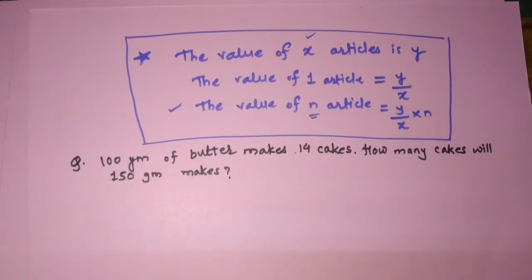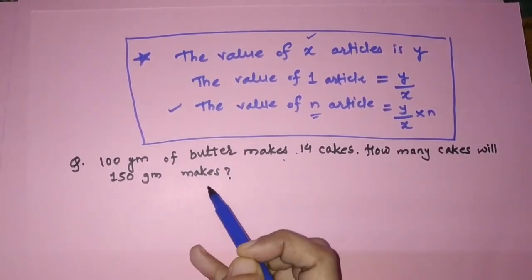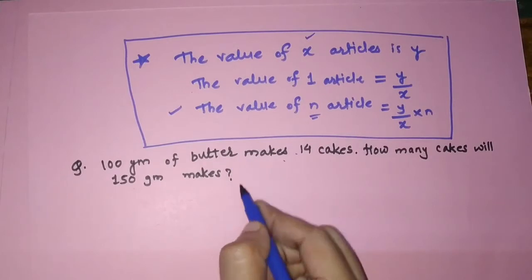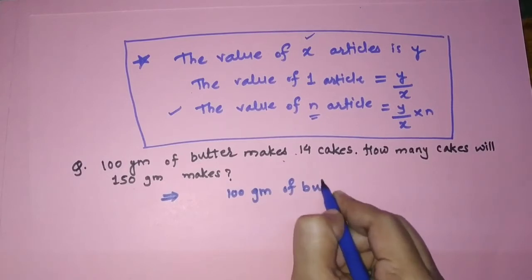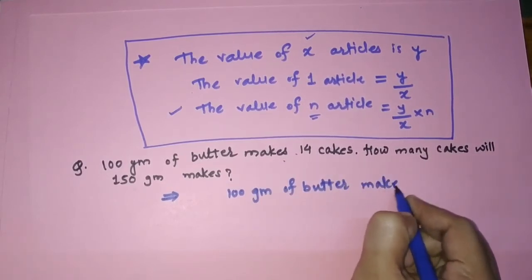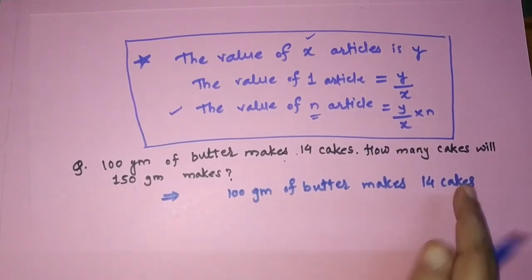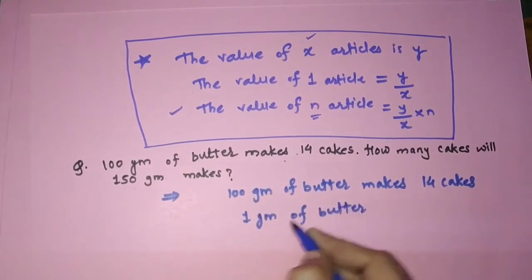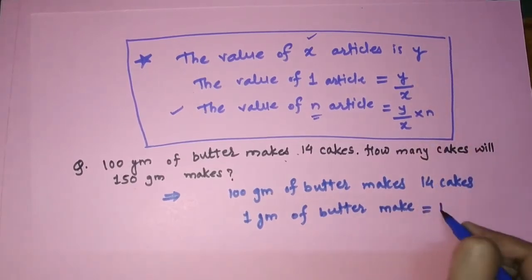Now let's go to an example. 100 grams of butter makes 14 cakes. How many cakes will 150 grams make? Here we'll follow the pattern of the unitary method. First of all, it is given that 100 grams of butter makes 14 cakes. So for 1 gram of butter, how many cakes can be made? For 1 gram of butter, we get 14 upon 100.